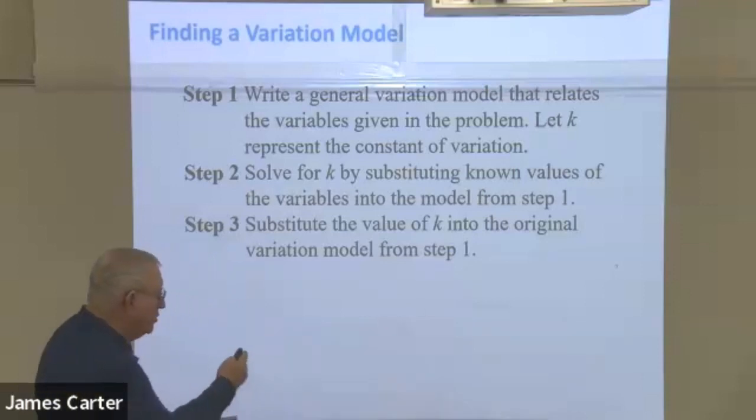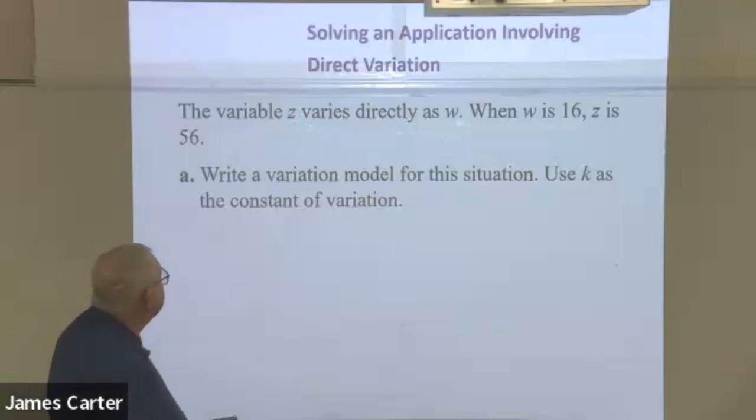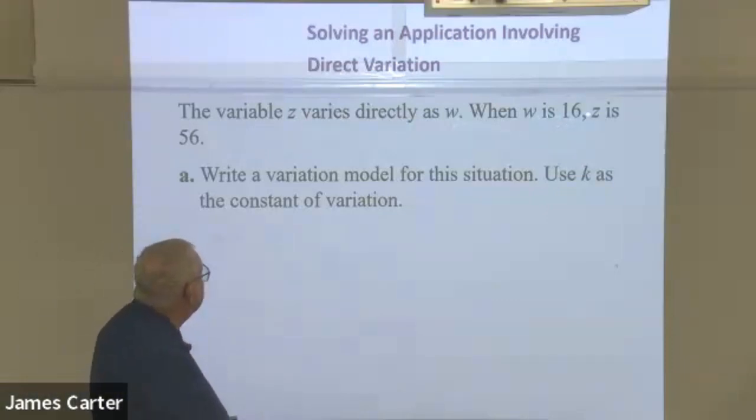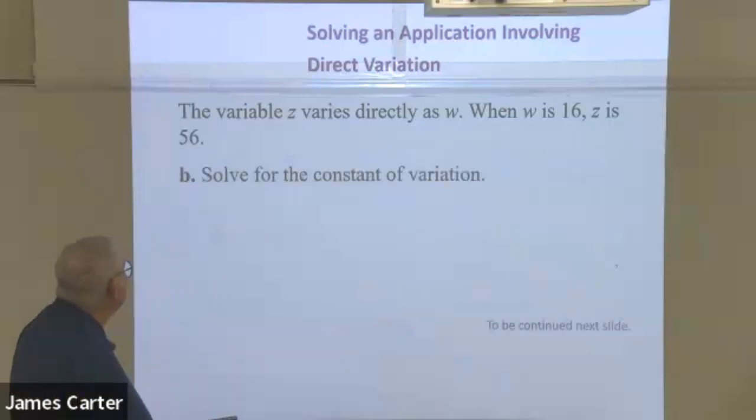And then on other questions, you'll have to go on and continue the problem and get the new values if I replace, for example, the X. Now, let's look at this. The variable Z varies directly as W. When W is 16, Z is 56. Okay, so first we're going to write the equation of variation, which is that. Okay, that much we've been doing. Now we're going to replace the Z and the W with the 56 and the 16.